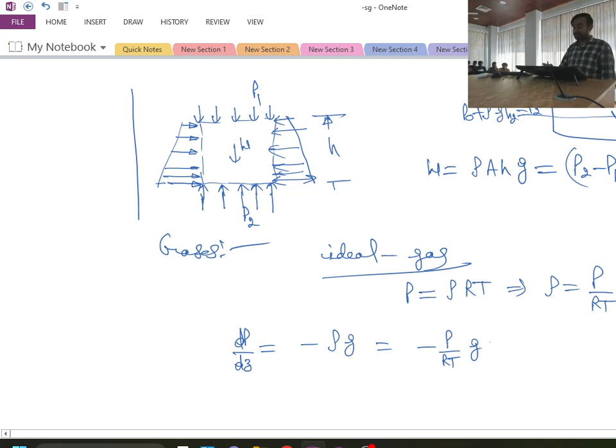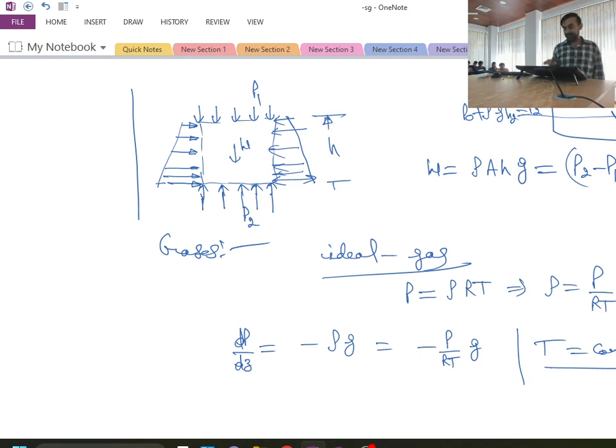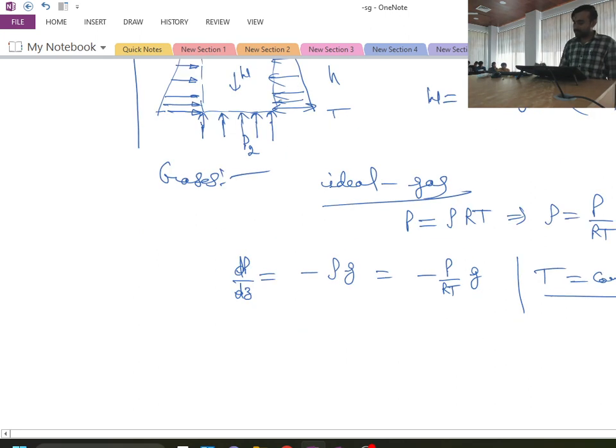Okay, now let us consider that our temperature is constant. So this is the isothermal assumption. With elevation, temperature is not changing. This is the assumption I have made over here. So if I take this assumption, then I can write RT as constant. So I will be getting dP by P is equal to minus g by RT into dz.